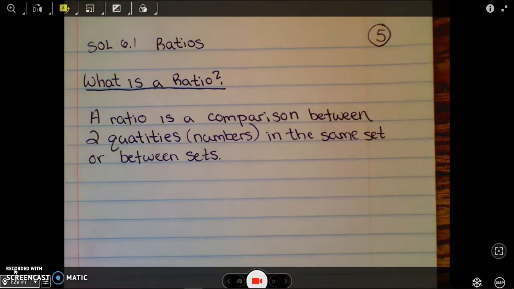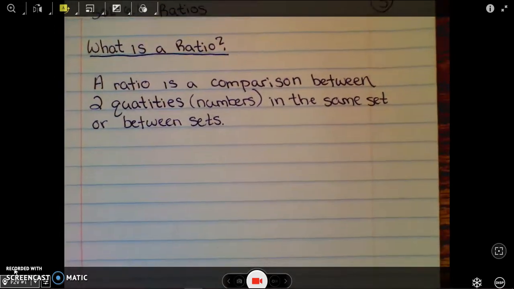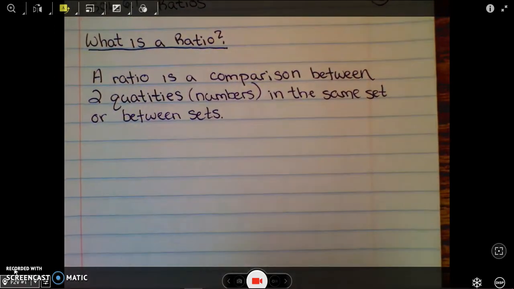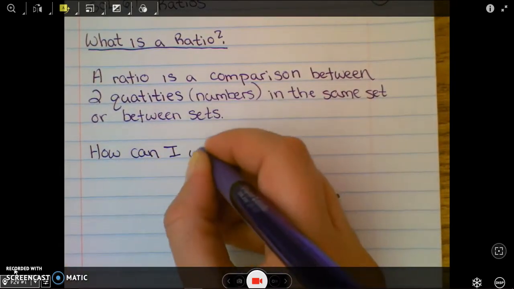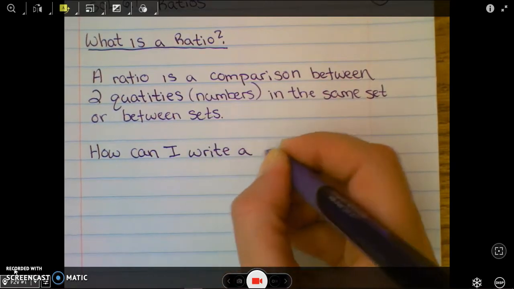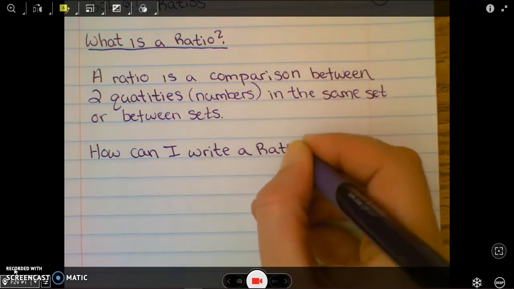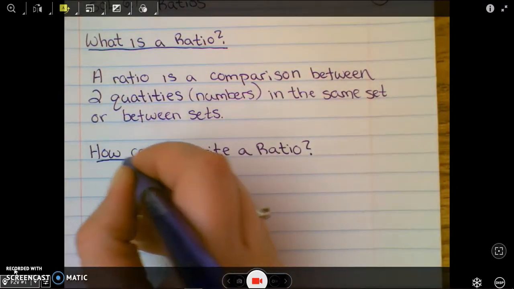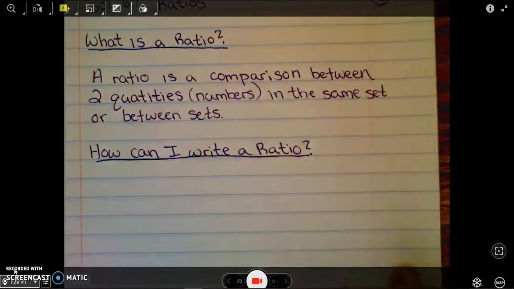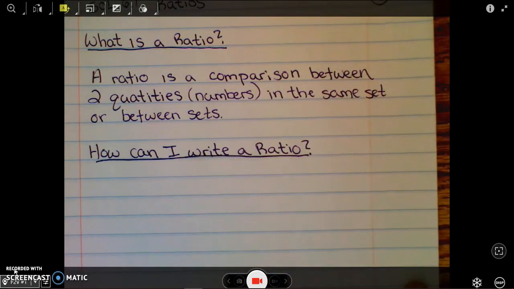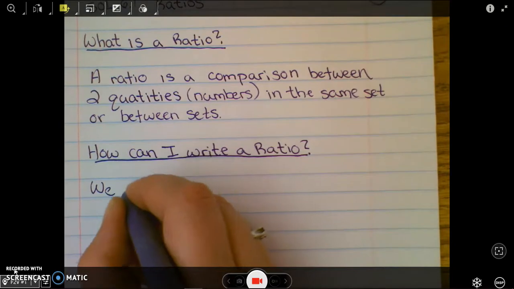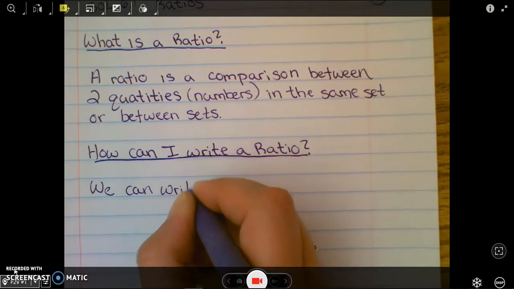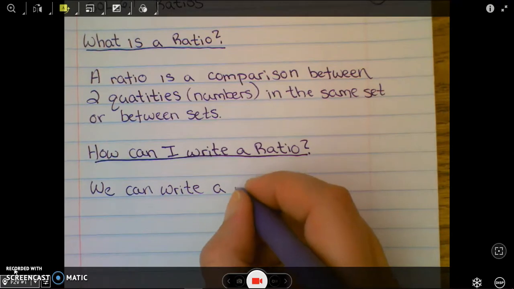Okay, I'm going to scroll down a little bit, and we're going to ask another question. How can I write a ratio? And then we're going to answer that question. So there are three ways to write a ratio. We're going to list those three ways. We can write a ratio three ways.